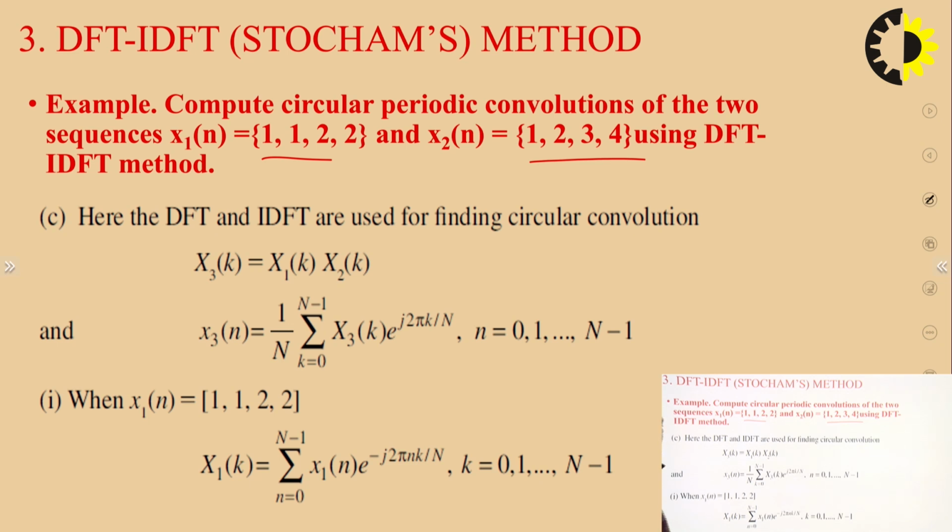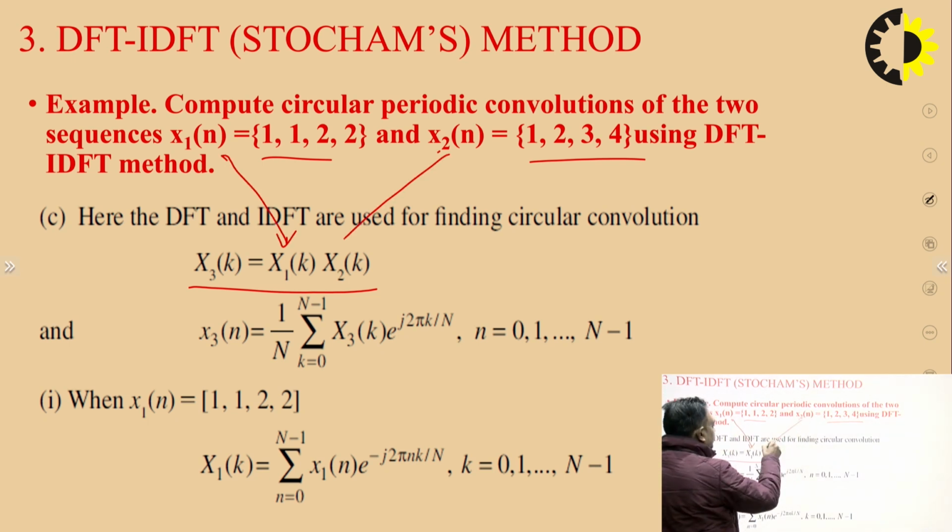So this is for the final result. They have shown that X3(k) will become X1(k) times X2(k), where X1(k) is basically the DFT of x1(n) and X2(k) is basically the DFT of x2(n), and X3(k) is their product, and x3(n) is basically the time domain convolution of this.